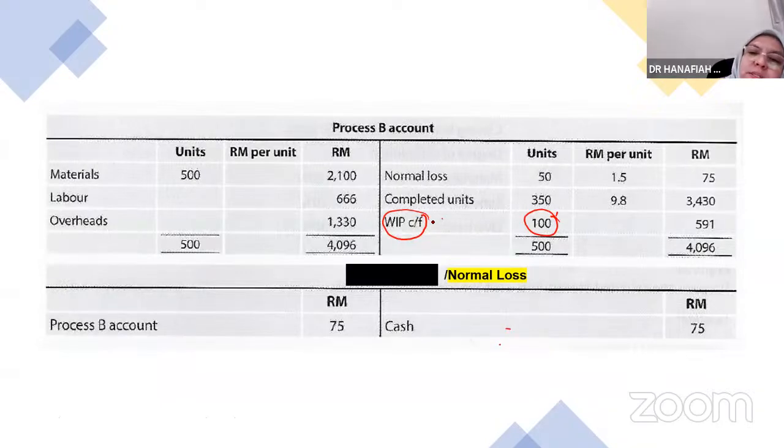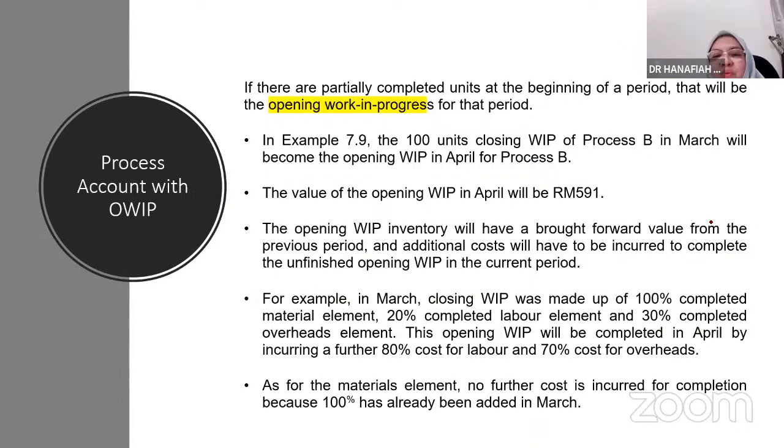CWIP, closing work in progress. So this is incomplete. This is the amount of the incomplete work. And we have to again start a new statement, the statement of equivalent units. Let's say now we want to do the opening work inventory. It will have to be brought forward from the previous period, and additional costs will have to be incurred to complete the unfinished opening work in the current period.